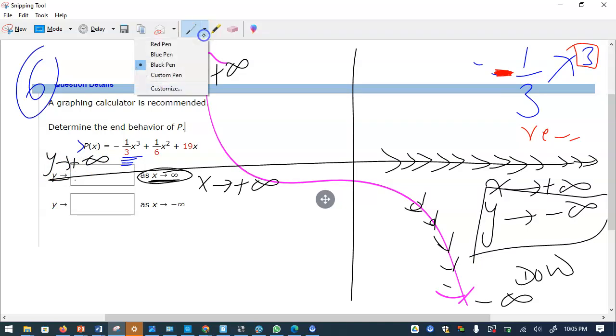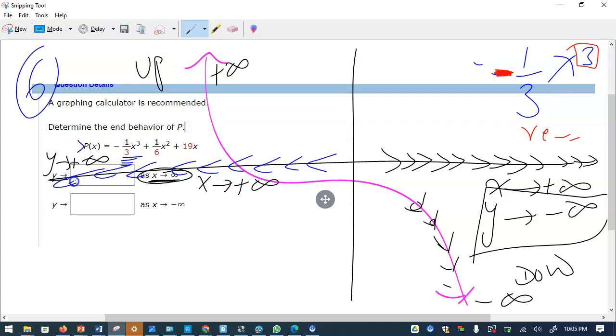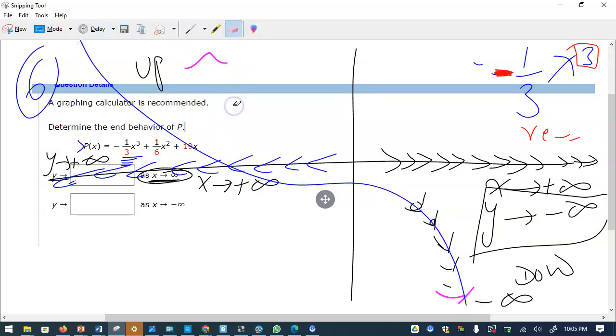But if you look at the left side, if I take x as a very large negative value on this side, and the graph goes up, it means the graph is something like this. Let's forget this part. So it's like this is the graph, right?